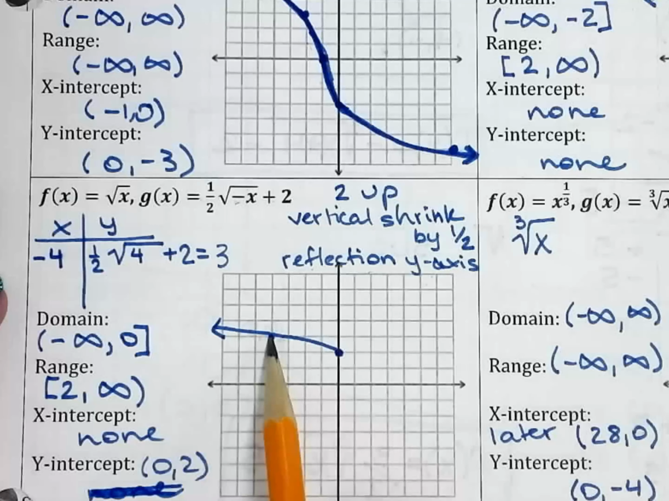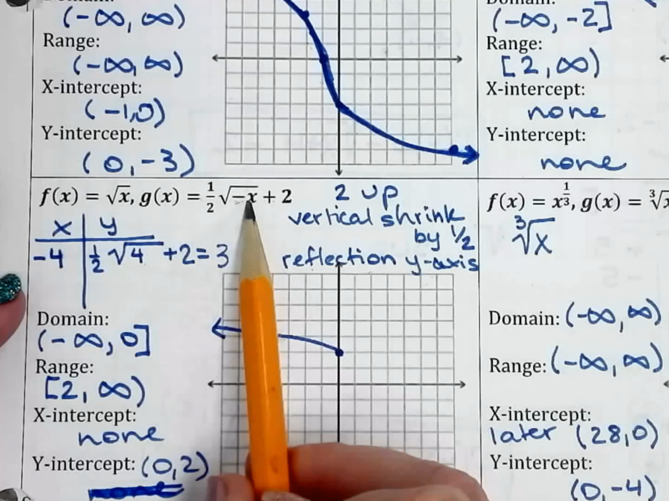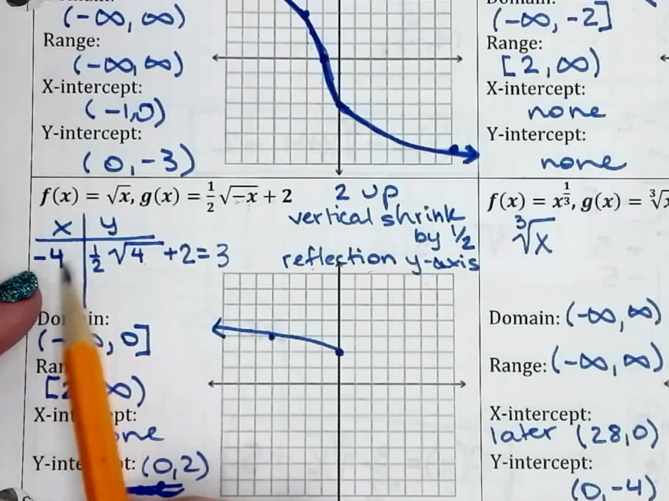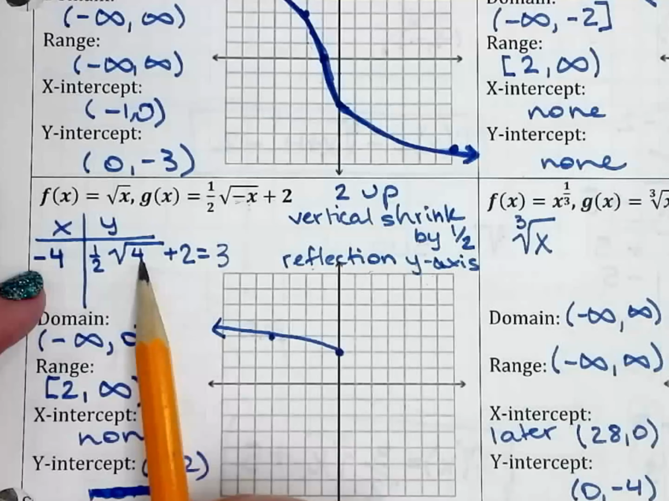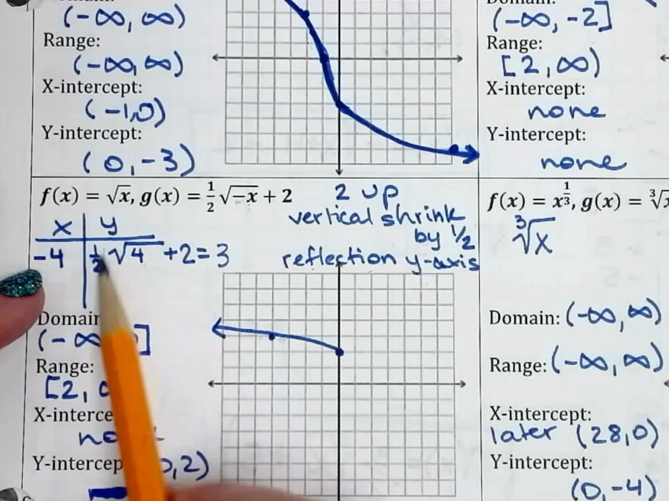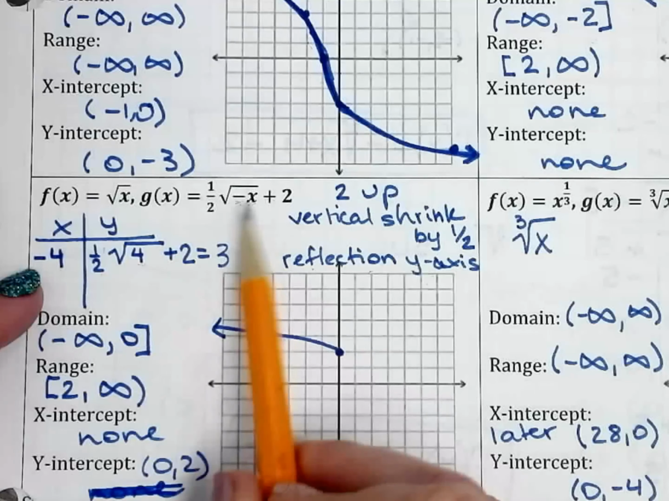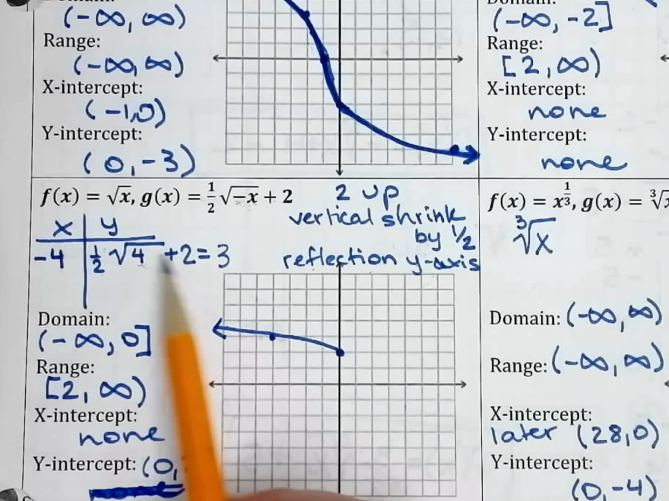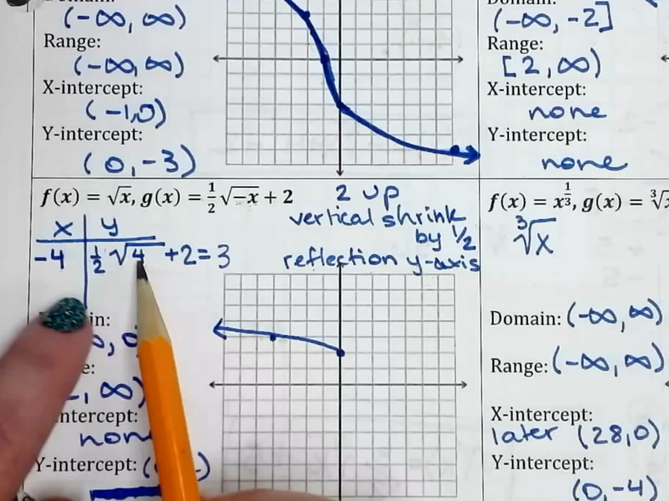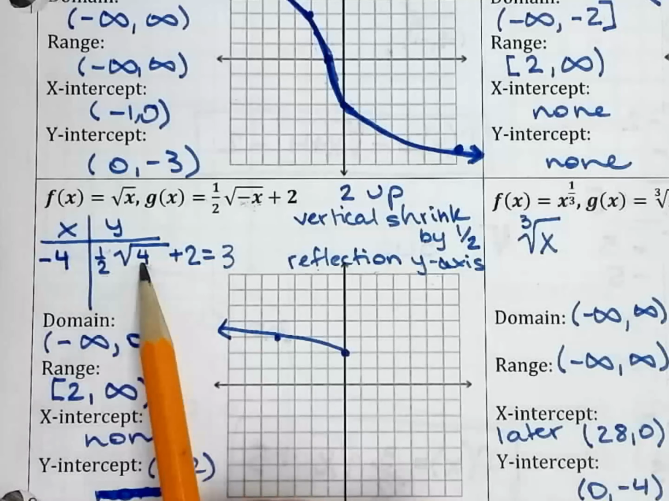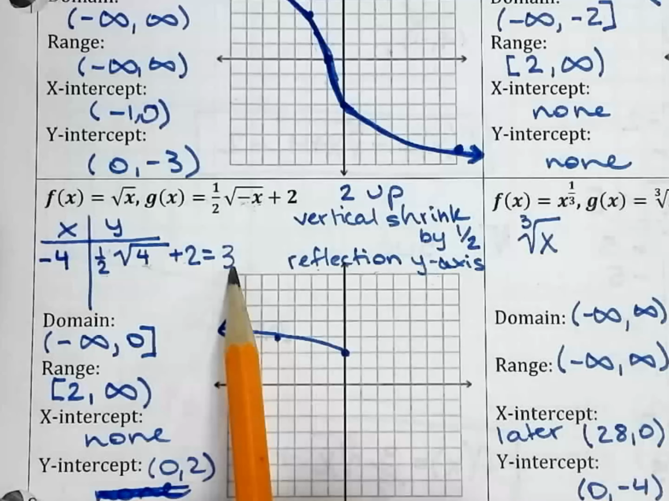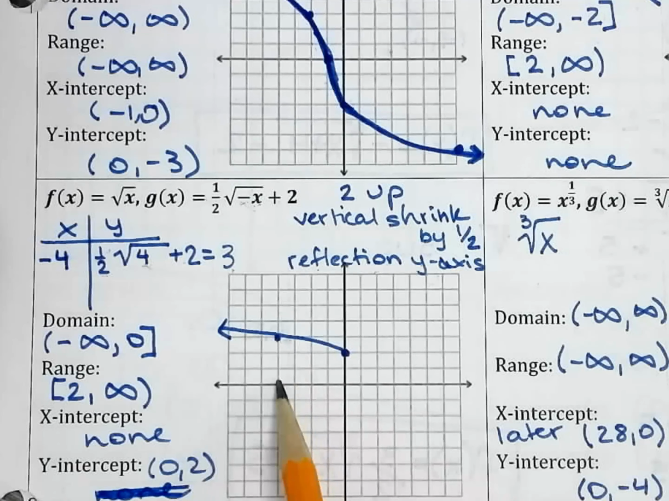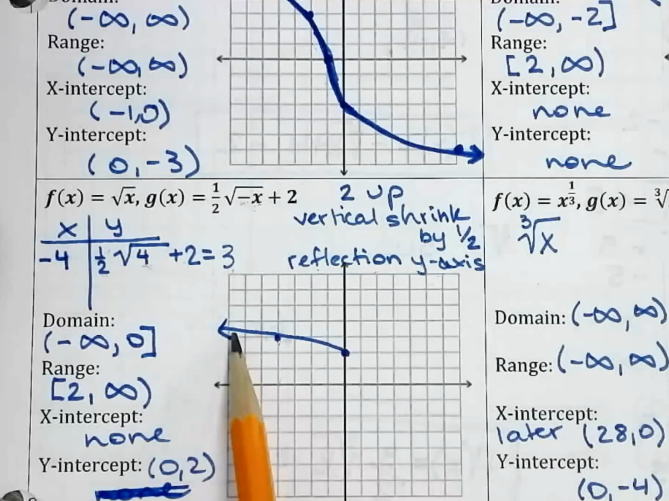The easiest way to know where the next point is, is just by plugging in a number to substitute for x. I chose -4 because I know 4 is a perfect square. So 1/2, -4, two negatives make a positive. That's why that 4 is positive. +2, square root of 4 is 2. 1/2 times 2 is 1. 1 plus 2 is 3. That's why that point right there is (-4, 3).